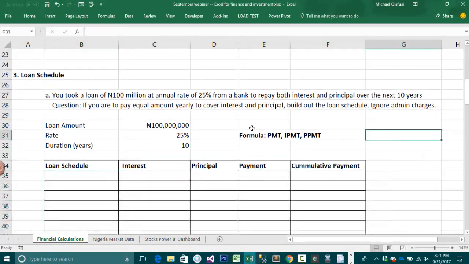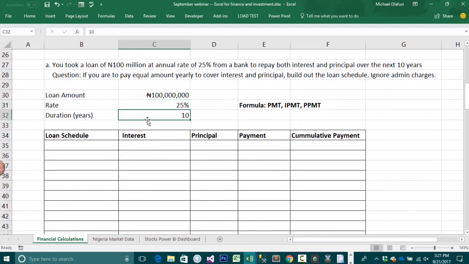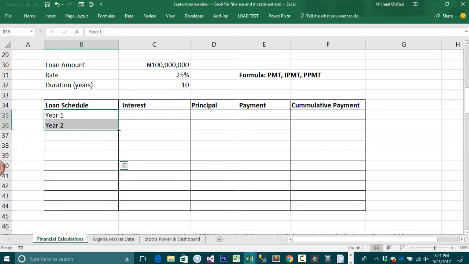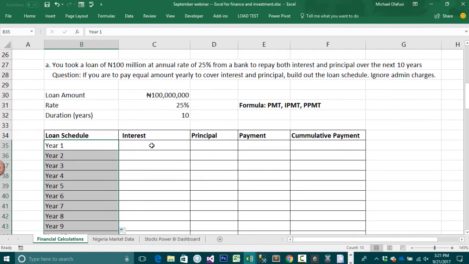So remember I said you borrowed 100 million naira at 25% annual rate, and then for the next 10 years. So meaning you'll be paying back every year from year 1 to year 10, right? So that is the year period portion of the loan schedule. And then we want to calculate how much you are paying to cover interest, how much you are paying to cover the principal part of the money, and then how much you are paying every year.